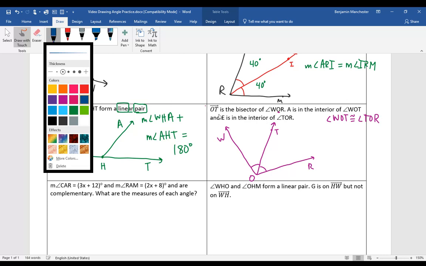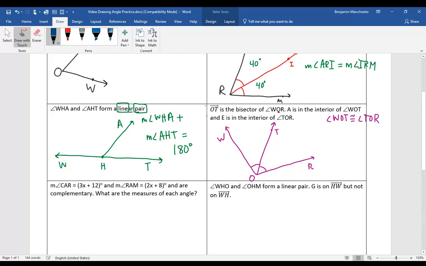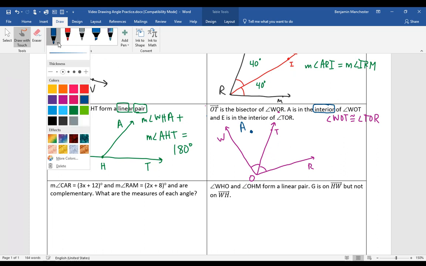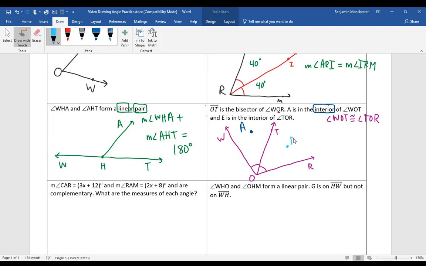So what's next is now we have, A is in the interior of angle WOT. That means it's between in here somewhere, right? This is interior to the angle. So let's put it, I don't know, wherever you want to put it. I'm putting mine there. And it says point E is interior of TOR. So here's TOR's interior, right? It's between the two rays there. Let's put it right here just for fun. Okay, so there's nothing else other than having two congruent angles.